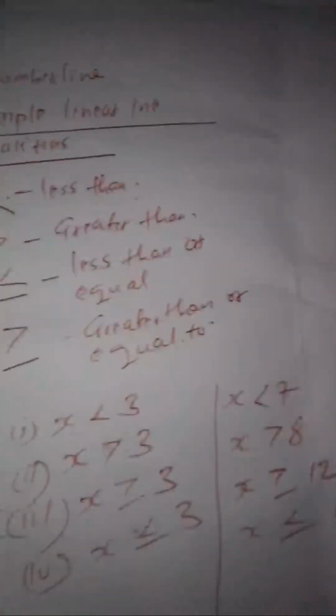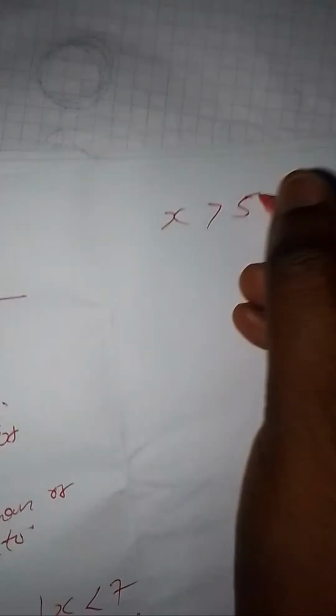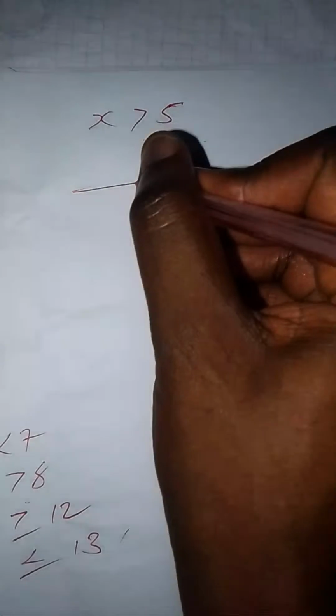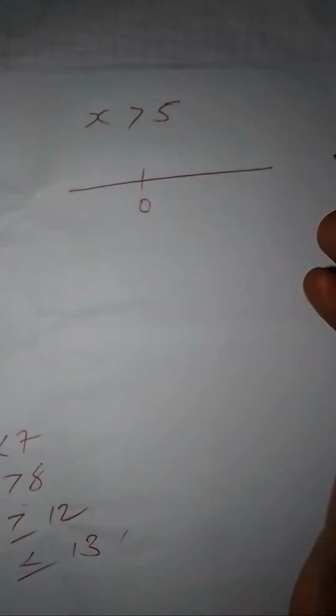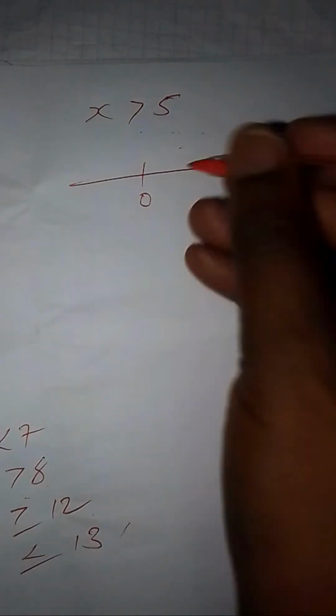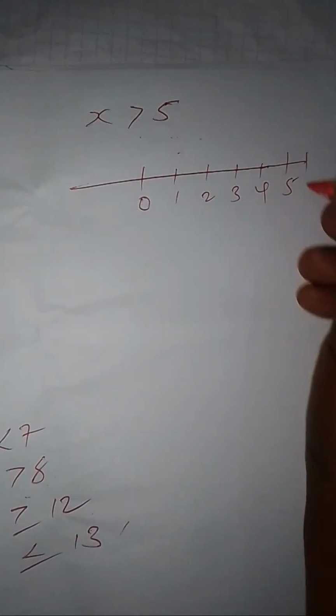If you're told to represent a number like x, for example x is greater than 5, on a number line, the first thing you have to do is draw the number line. Know that the number line has its center always at 0. When you're heading towards the right, all numbers are positive. So here we shall have 1, 2, 3, 4, and maybe 5, 6.